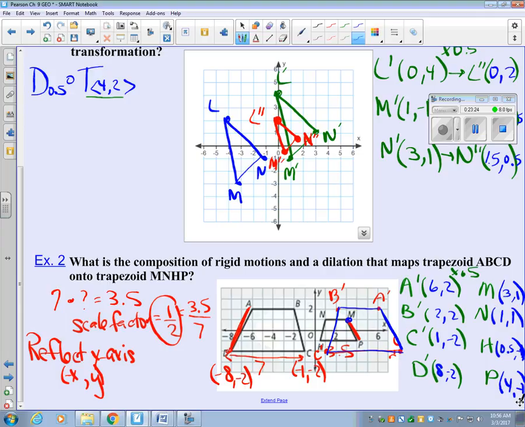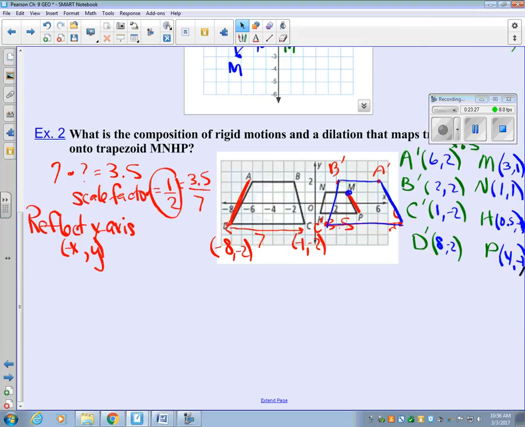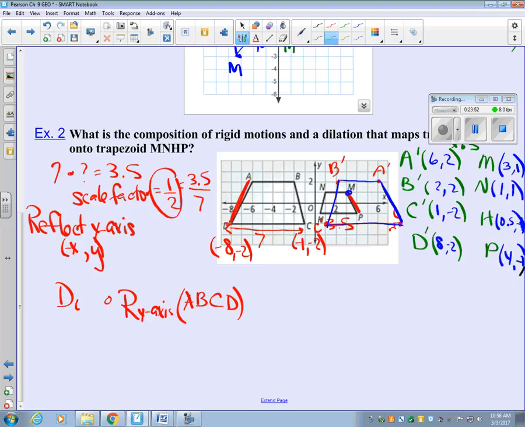All right. So we know that, let's put it all together, that we reflected it first, so let's put it on the inside. A reflection across the y-axis of trapezoid A, B, C, D. And we did in composition with a dilation of 0.5. And that it equals M, N, H, P.